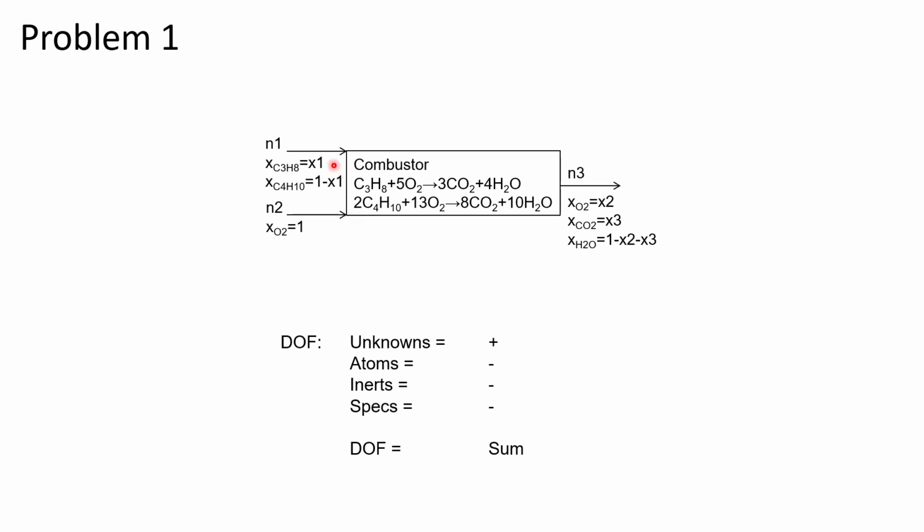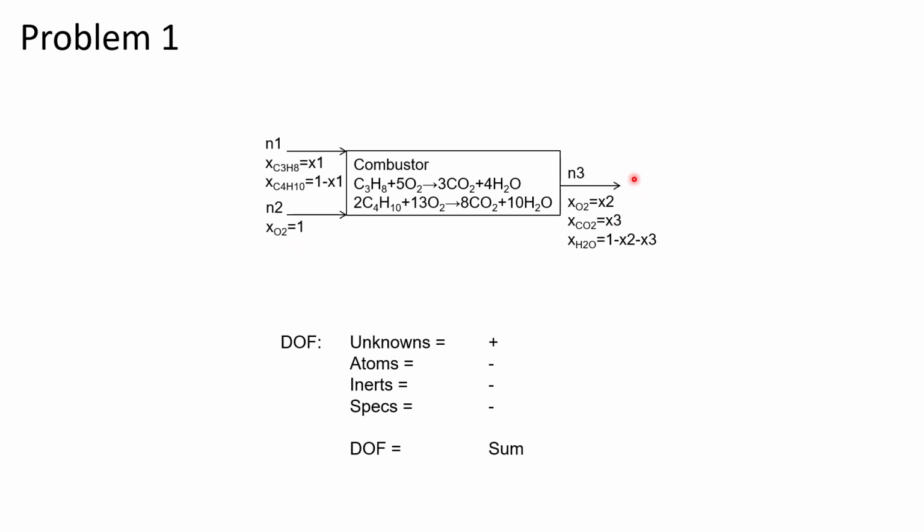In terms of the flow rate of the feed hydrocarbons over here, we're told nothing about it. We're not told the flow rate nor the composition. So we write down N1 for the flow rate, X1 for the composition of the propane, and 1 minus X1 the composition of the butane, since these two have to sum to 1. We're reacting it with pure oxygen, so the stream, which we don't know the flow rate of, we label the flow rate as N2, and the mole fraction of oxygen is 1.